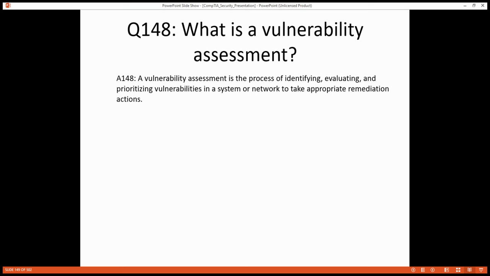Q148. What is a vulnerability assessment? A148. A vulnerability assessment is the process of identifying, evaluating, and prioritizing vulnerabilities in a system or network to take appropriate remediation actions.